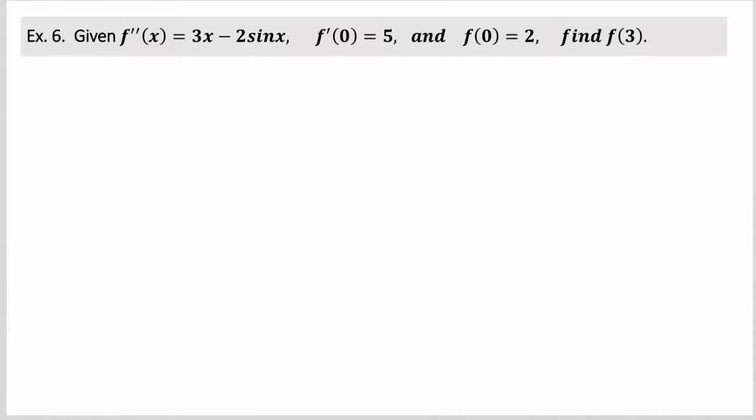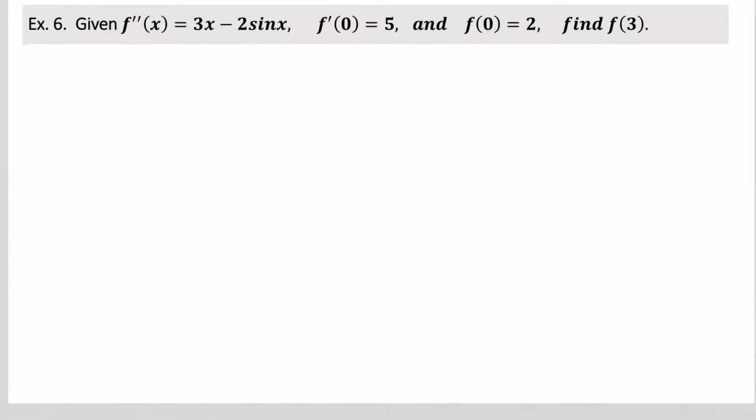So in this next problem, we've got a trig function involved. So we need to go from f double prime to f prime to f and then evaluate f at 3. So we're going to start out with f double prime. So f double prime is 3x minus 2 sine of x.